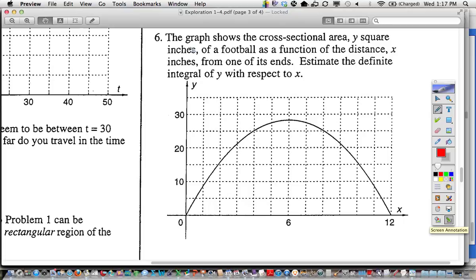All right, so we're supposed to do the definite integral, which means count the squares. So why don't you do that real quick. Let's do the same thing that we just did on the other problem. Let's figure out what the area is underneath this curve, and we'll do it by counting the squares.